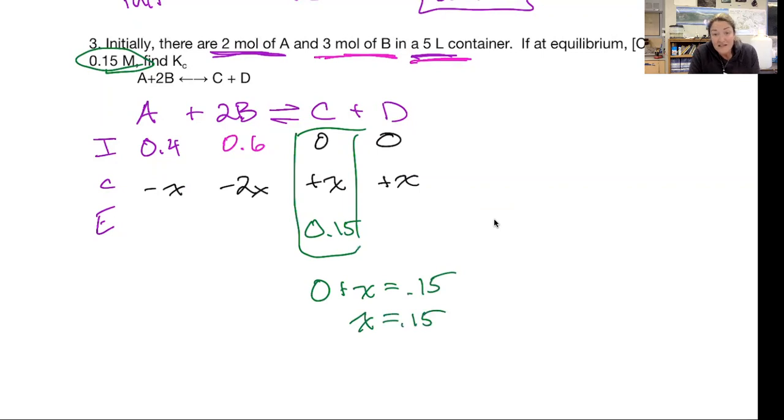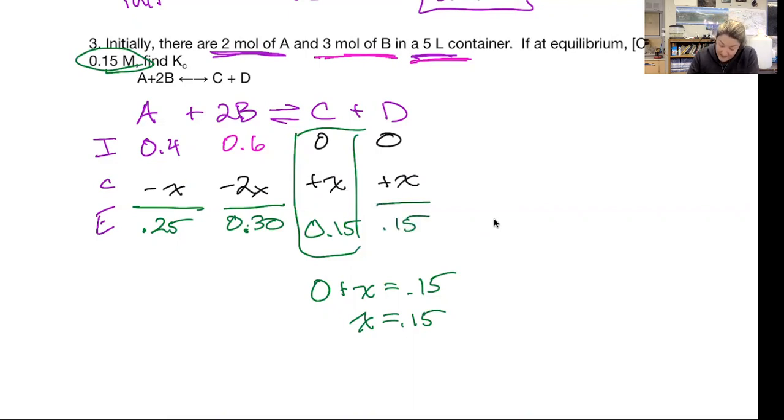Now that I know what that is, I can plug it into every other column. 0.4 minus 0.15. 0.6 minus 2 times 0.15 gives me 0.30. 0 plus 0.15 gives me 0.15.